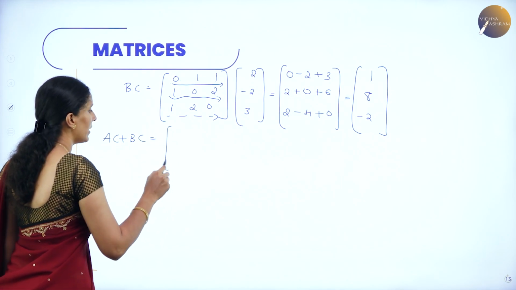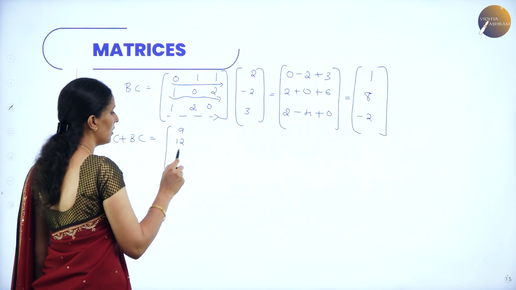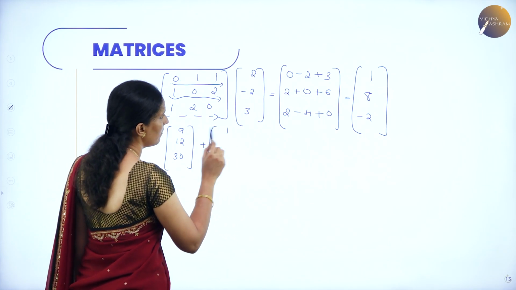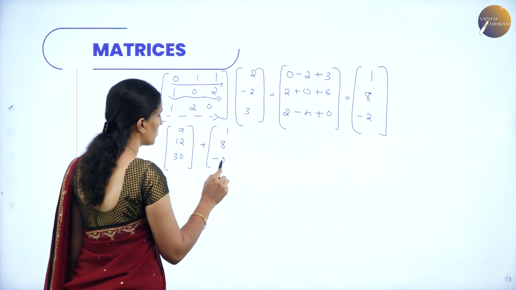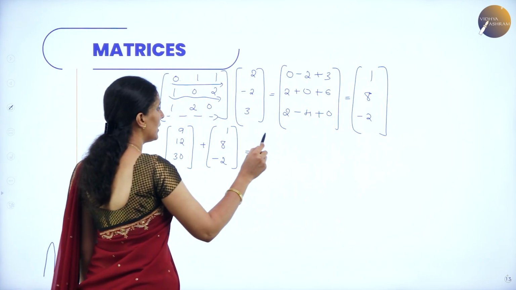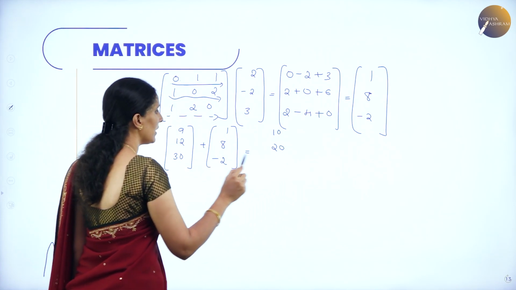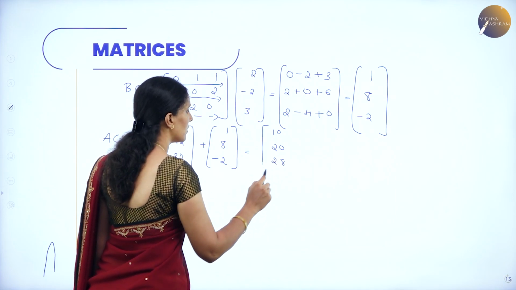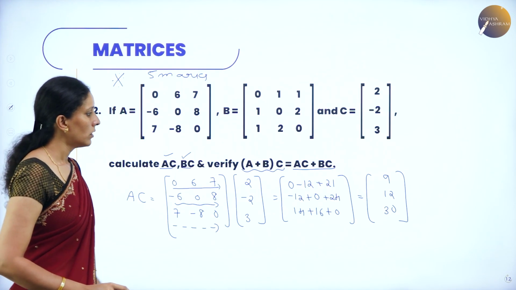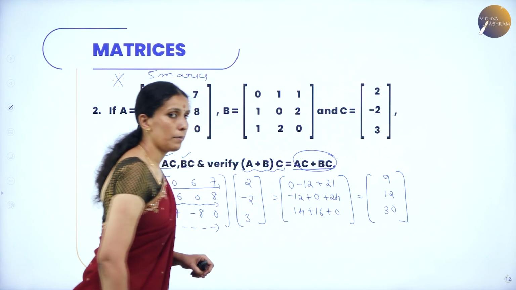So AC we got it as 9, 12, 30. And BC we got it as 1, 8, minus 2. Add it. So addition is nothing but corresponding elements. 9 plus 1, 10. 12 plus 8, 20. 30 minus 2 is 28. So let me take this as equation 1. Now, in verification, the right hand side part is done.